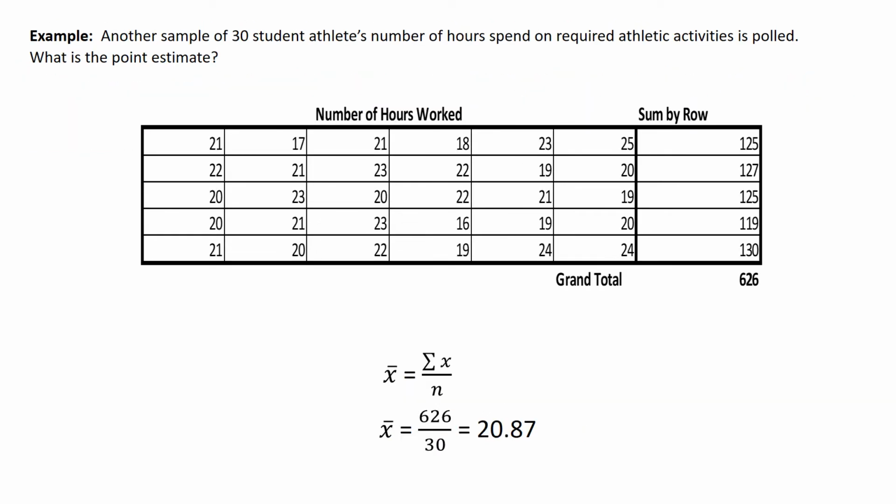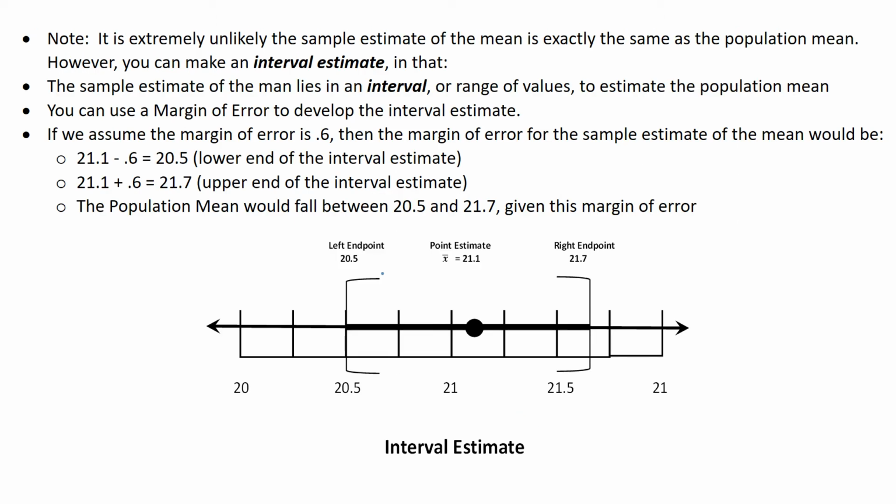Here's another group, a different group, of 30 student athletes and how many hours they spend on athletic activities. When I add all these rows up and then divide by 30, I get 626 divided by 30, 20.87. We'll be coming back to these in a moment.